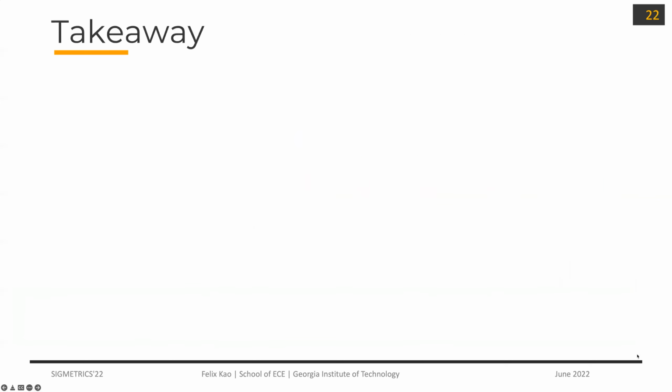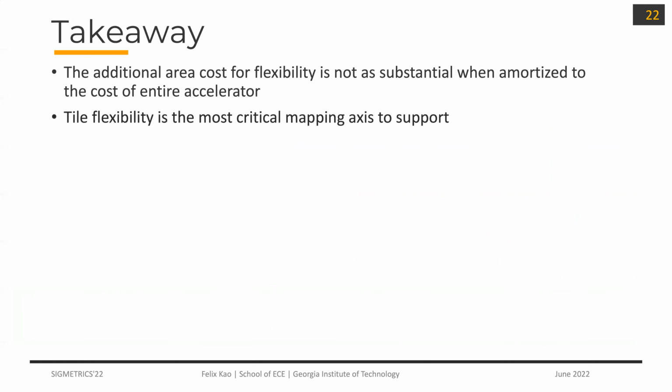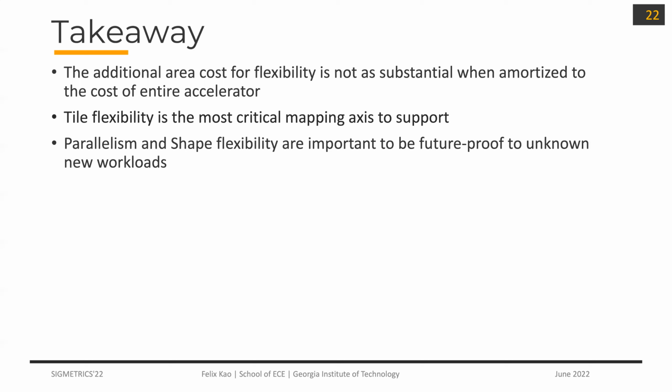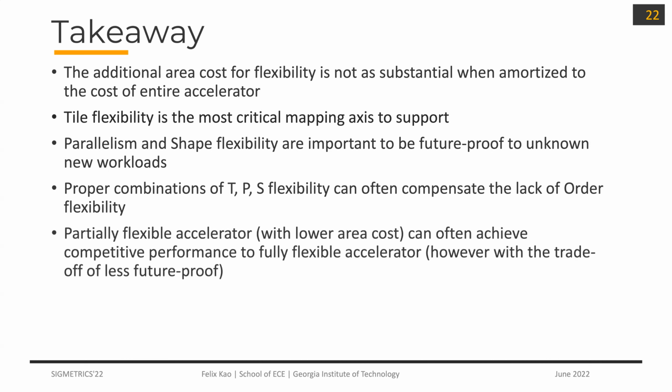Here are some takeaways. The additional area cost of flexibility is not as substantial when amortized to the cost of the entire accelerator. Tile flexibility is the most critical. Parallelism and shape flexibility are important to be future-proof to unknown new workloads. Proper combination of tiling, parallelism, and shape flexibility can compensate for the lack of order flexibility. A partially flexible accelerator with lower area cost can often achieve competitive performance to a fully flexible one.